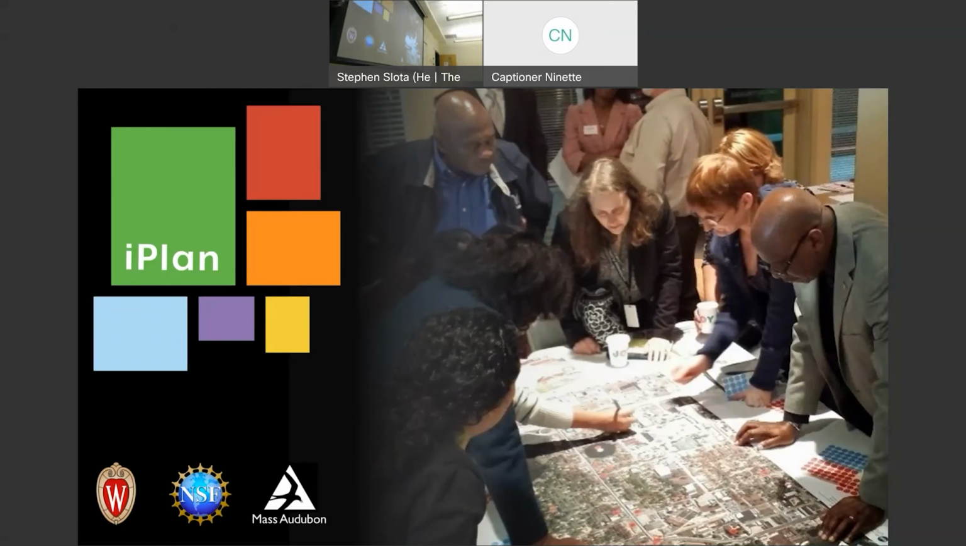But anyway, thanks for joining me. I'm going to tell you a little bit about a game that we developed, and by we, I mean a team of about 20 people, who I will go through towards the end of the presentation, and a collaboration between the University of Wisconsin and the Massachusetts Audubon Society, with funding from the National Science Foundation. And the game is called iPlan.